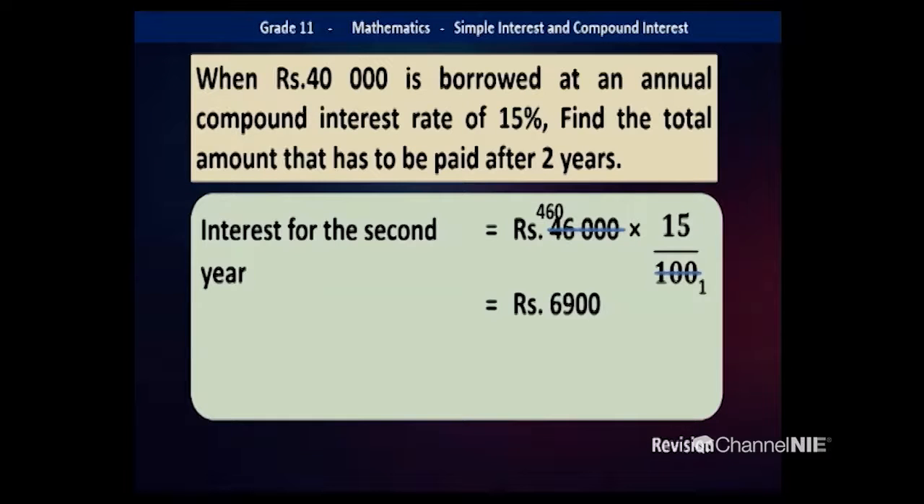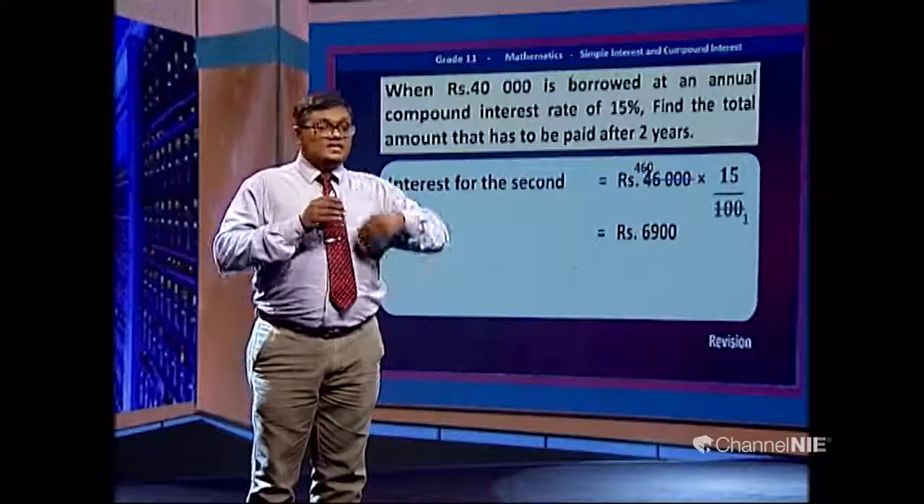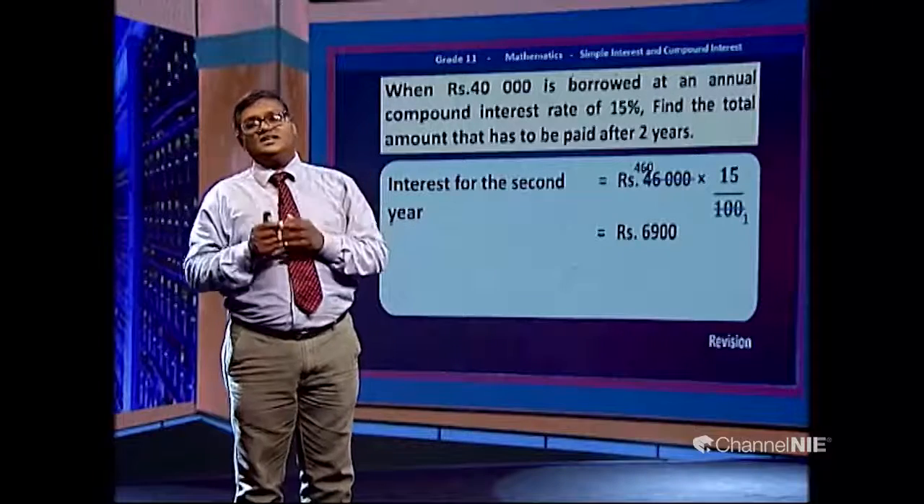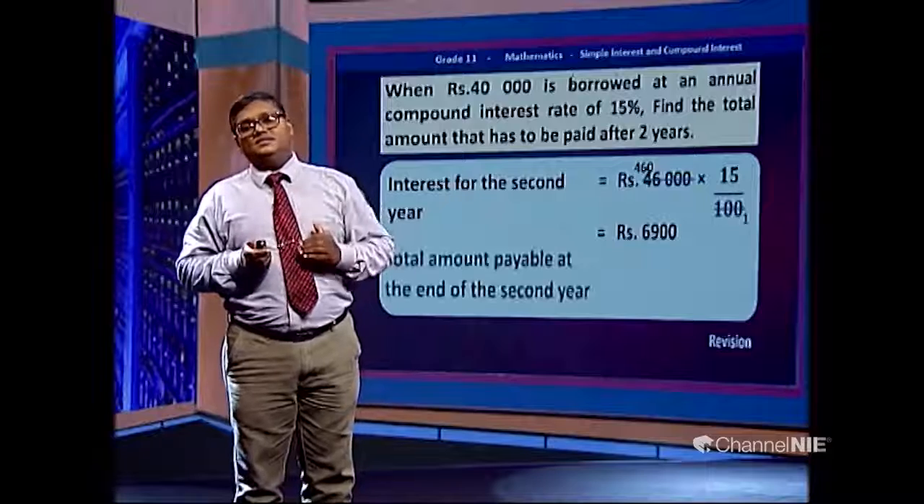Now you see the difference. First year interest is 6,000. Second year interest is 6,900. Why that 900 increase? That 900 increase is because of the interest of the first year. You can remember we got the first year interest of rupees 6,000. They have calculated the interest on the interest during the second year. Therefore, second year interest is 6,900.